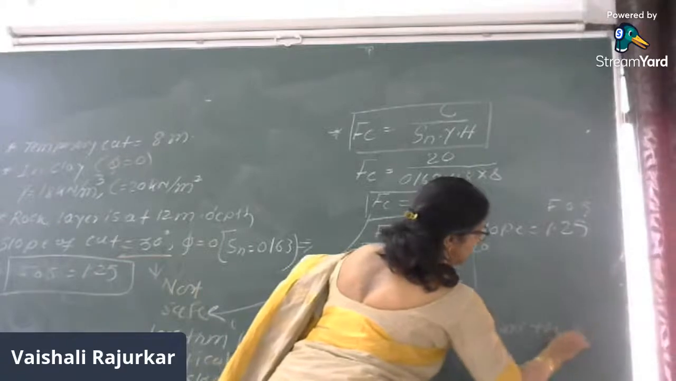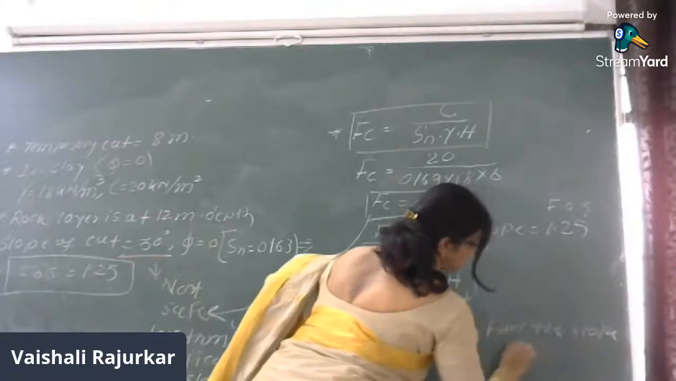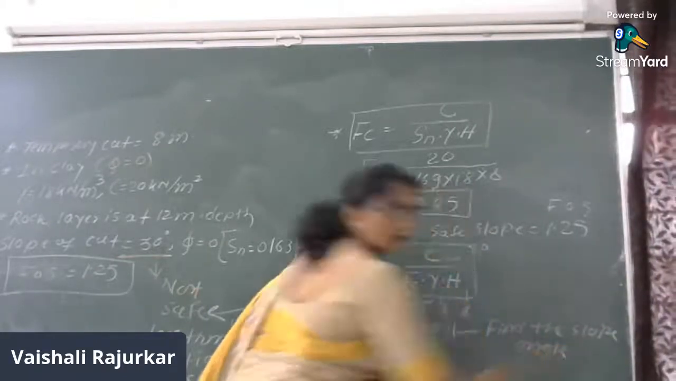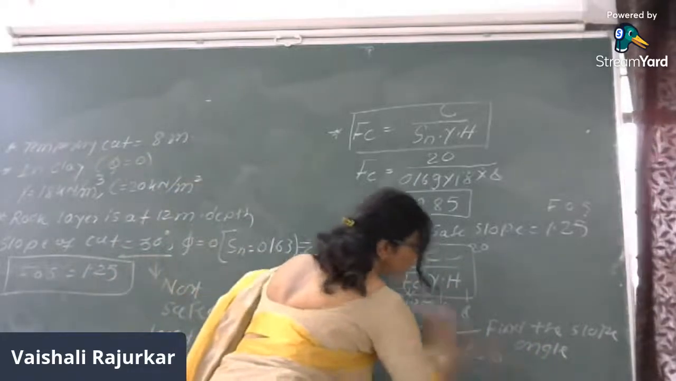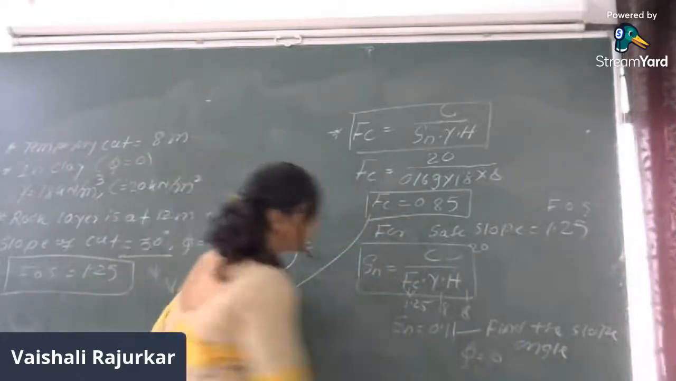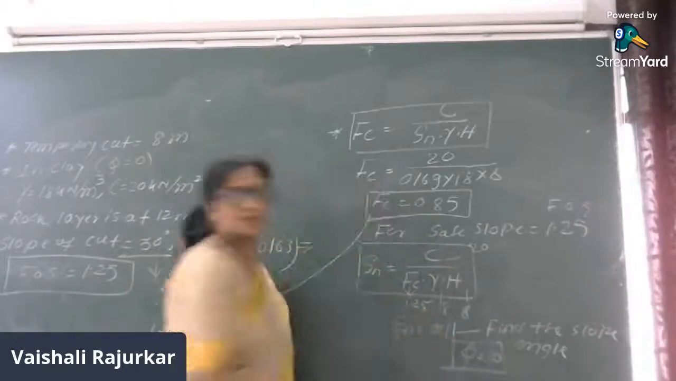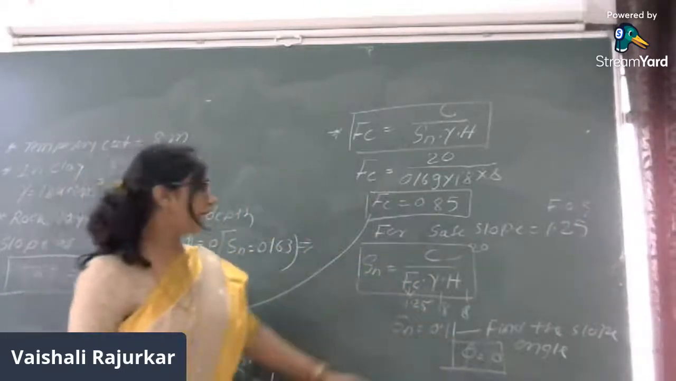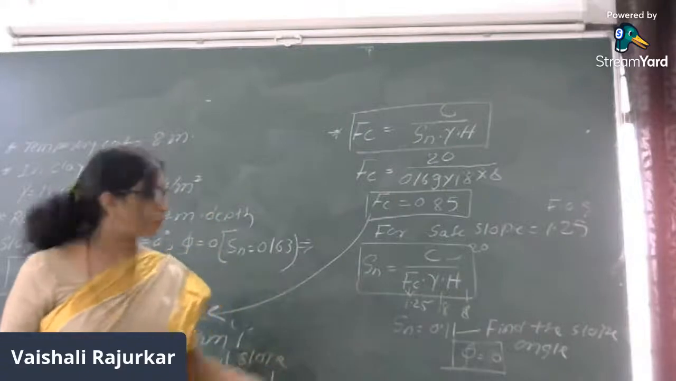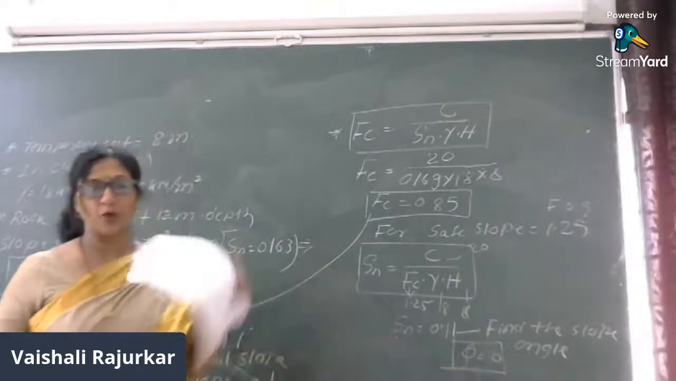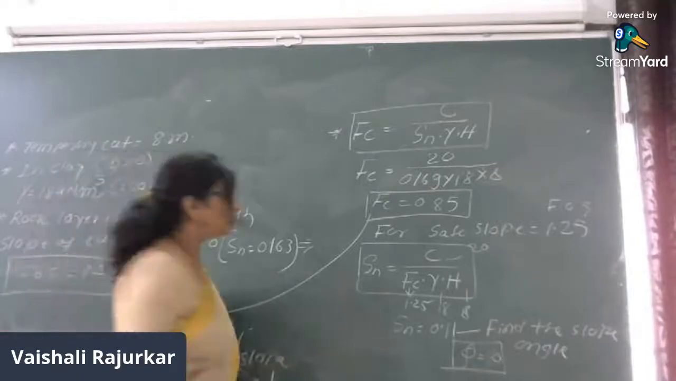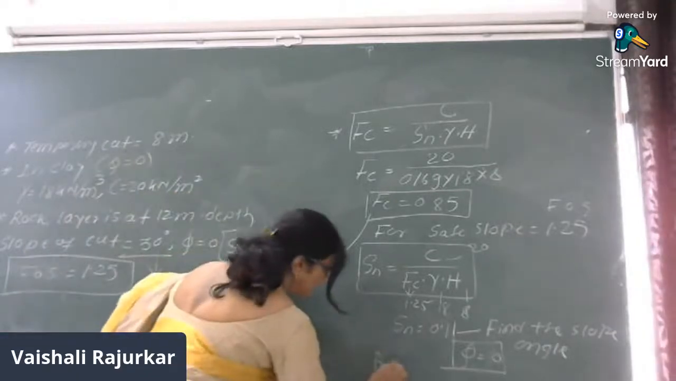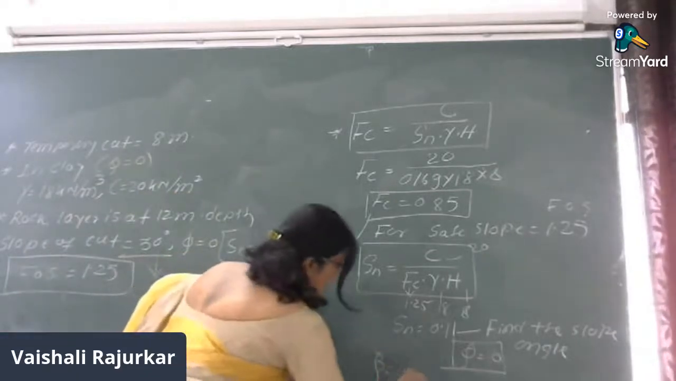Why the slope angle? Because phi is already 0. The soil is a purely cohesive soil, therefore phi is equal to 0, and therefore we will just find it from this back calculation. Again, we will go over the graph and calculate the value of beta, and that beta is found to be 12 degrees.